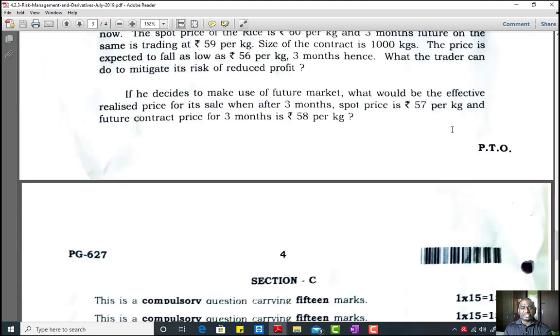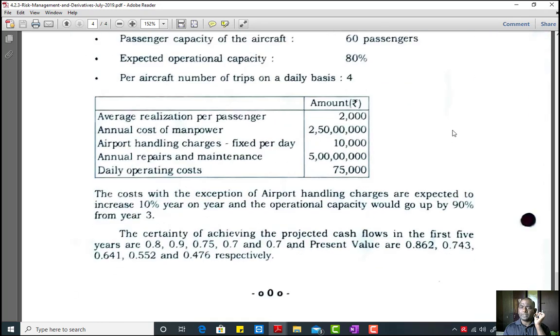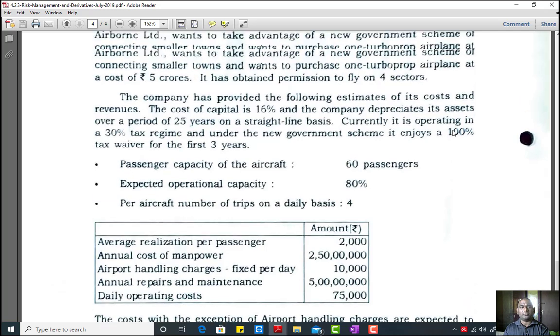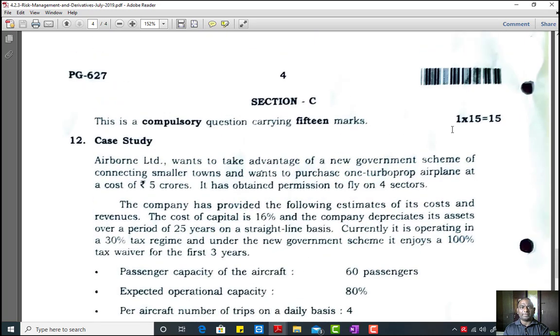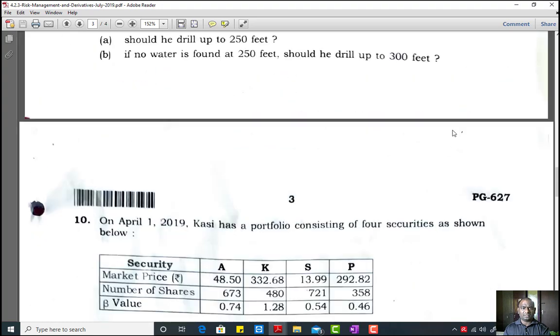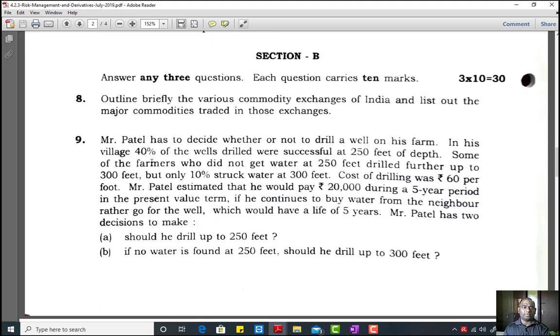As you all know, section C is your case study, and 90% of this 15 marks problem is on capital budgeting. The problem will be such a big thing, nothing to worry, we will solve that problem, but 15 marks will be a capital budgeting problem. Okay, now in the 10 marks, one capital budgeting problem we can see.